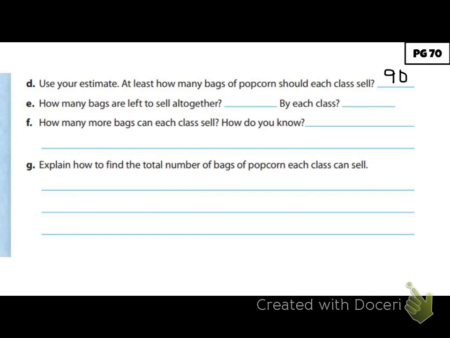E says how many bags are left to sell altogether? It would be 18 bags, because between 270 and 288 would be 18. And so if we divided that by each class, that would be 3. 18 divided by 3 is 6. So how many more bags can each class sell? And then how do we know? Well, that would be 6 more bags, because we know that 6 times 3 is 18.